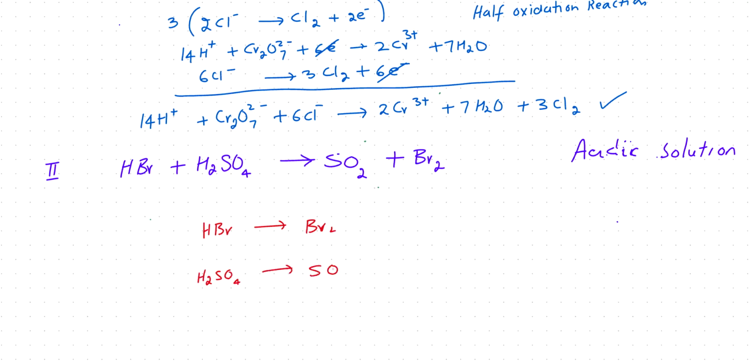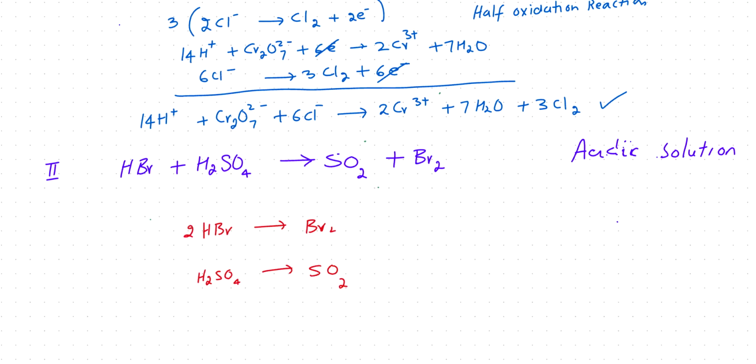So one hydrogen, two Br. First we have to balance the atoms other than hydrogen and oxygen. So two bromine here, one bromine here. So we write here two. So two bromine, they are balanced.